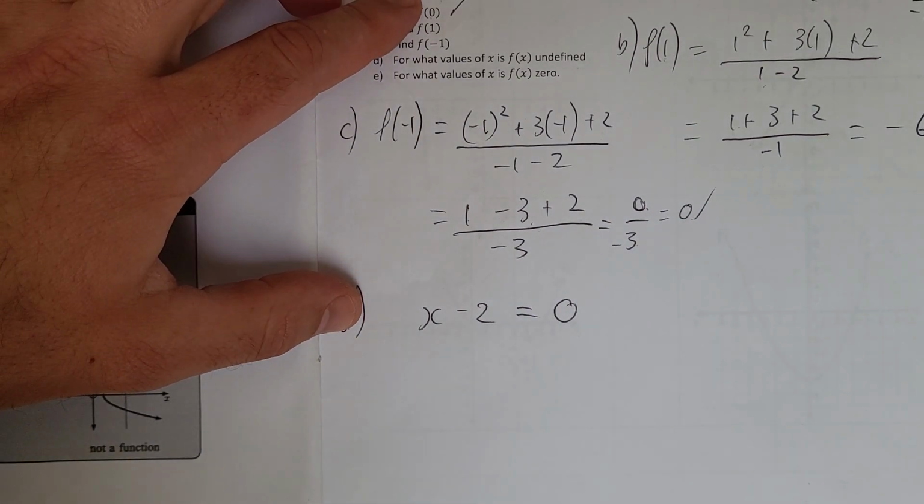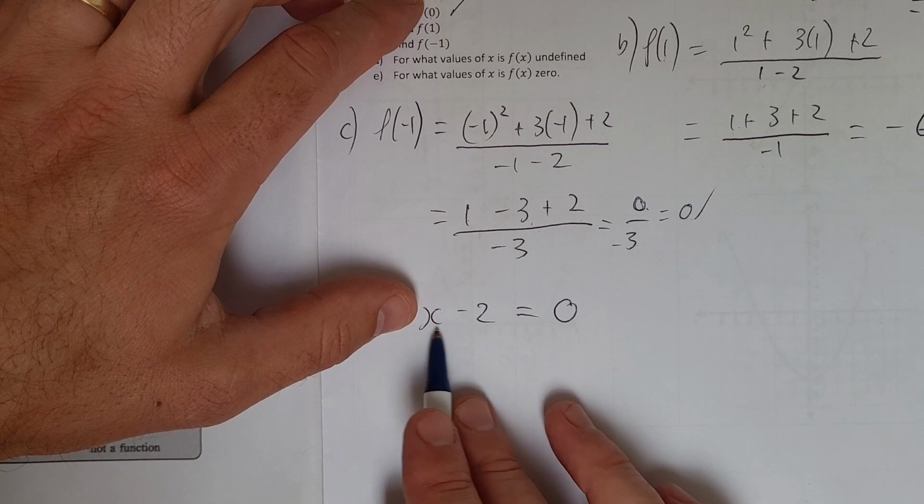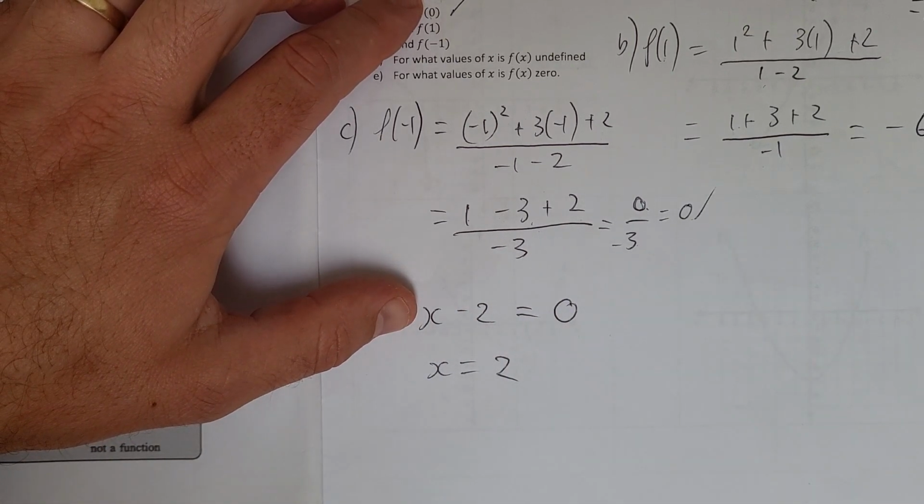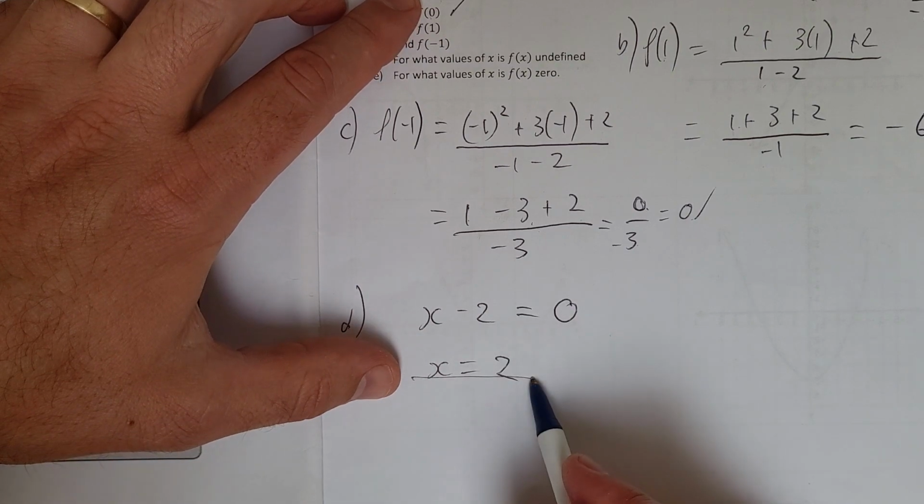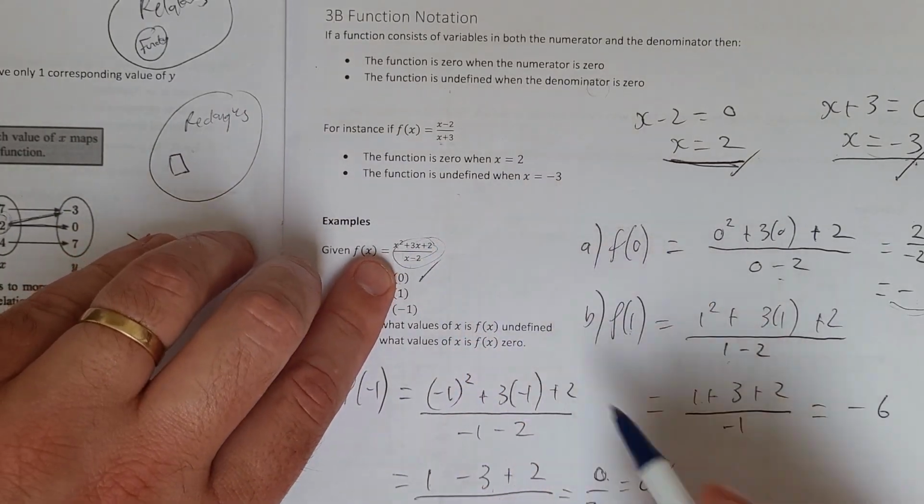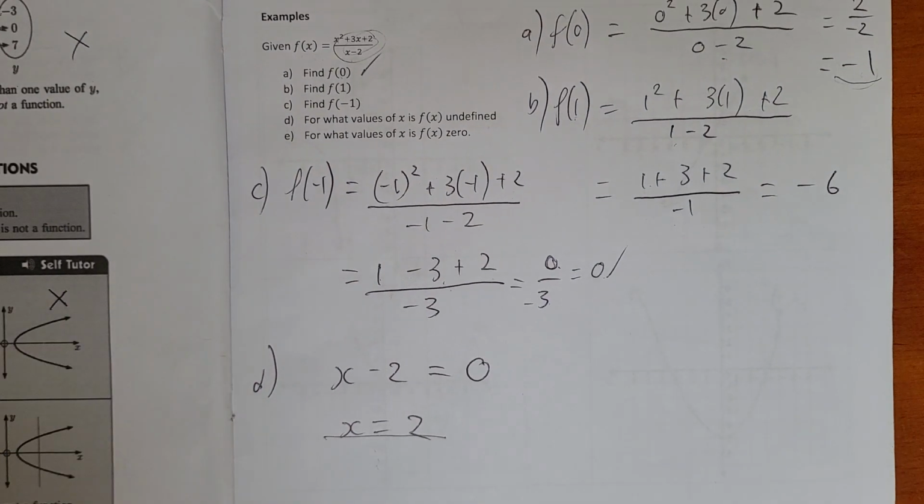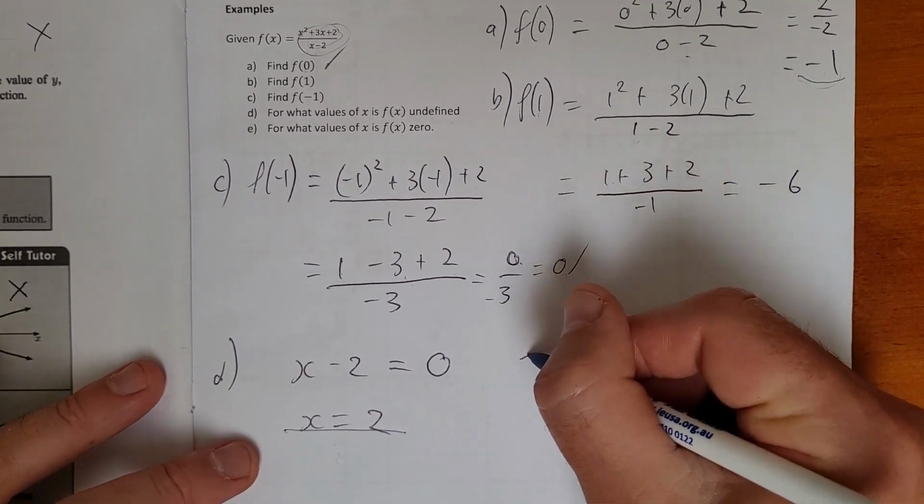When the denominator equals 0, how do we solve this? We're going to add 2 to both sides. The solution is x equals 2. When x equals 2, this function is going to be undefined. It doesn't exist. There's a vertical asymptote at x is 2. All right, and then we'll move on to E.